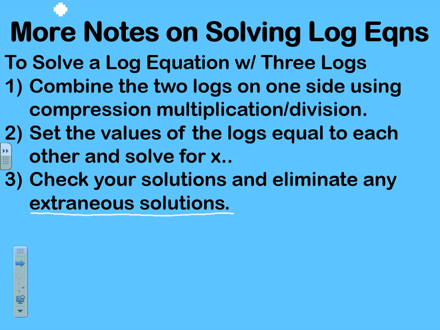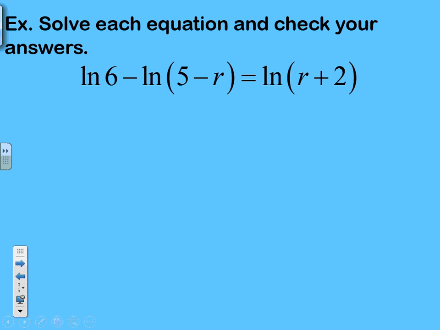Now, the way that we're going to solve these equations, well, first of all, they're going to have three log terms, meaning I'm going to have two log expressions on one side of the equal sign and a single log expression on the other side of the equal sign. And we're going to take the two that are together and condense them using our properties of logarithms, meaning that if they are multiplied, or if the logs are added together, we'll multiply the log expressions, and if the logs are subtracted from one another, we'll divide the log expressions. Okay, so let's go ahead and take a look at an example here.